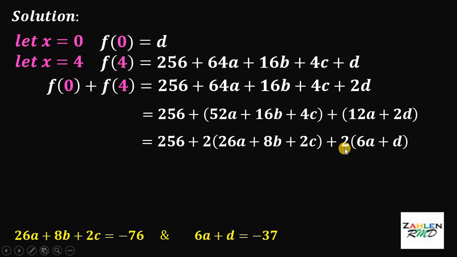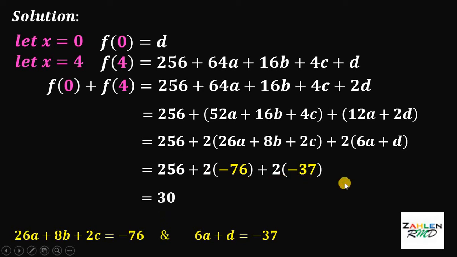Next, plus 2 times 6a plus d. And 6a plus d is again familiar to us because it is equal to negative 37. Now, substitute all those values and we get 256 plus 2 times negative 76 plus 2 times negative 37. Simplify and we get the value of 30. Therefore, f of 0 plus f of 4 is simply 30. And we're done.